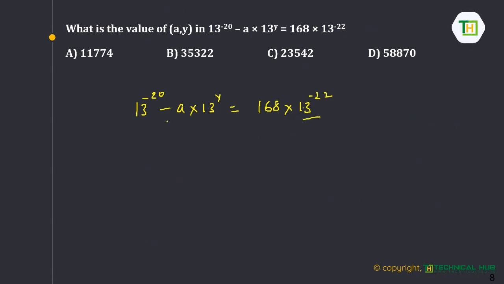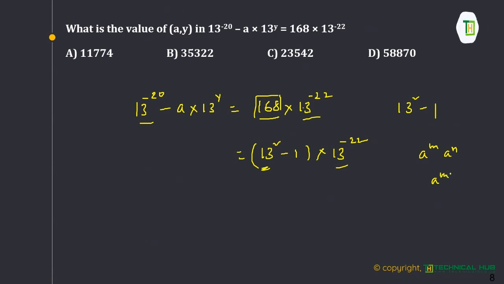Here all the bases are 13. This one also, 13 square, can be written as 13 square minus 1. So write it down like that: 13 square minus 1 into 13 power minus 22. If you multiply 13 power minus 22 into 13 square, you know a power m into a power n is equal to a power m plus n. When bases are the same, you have to add the powers.